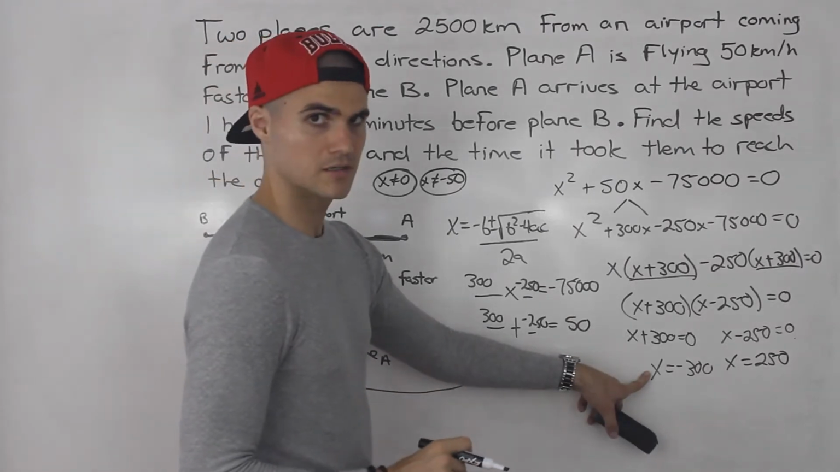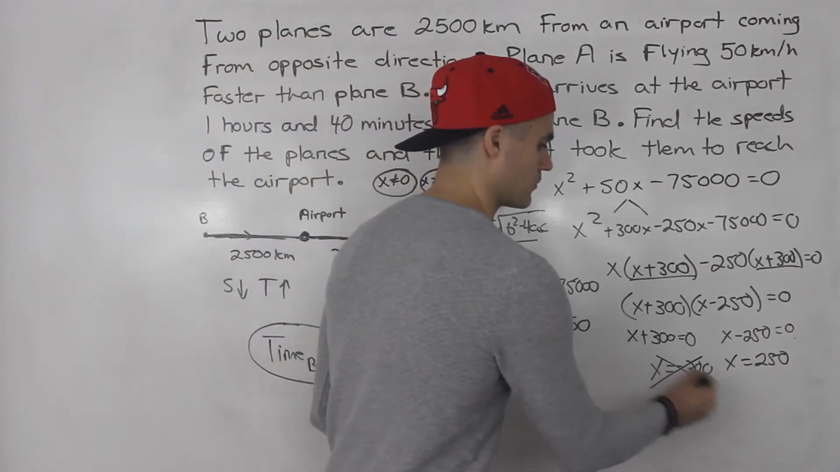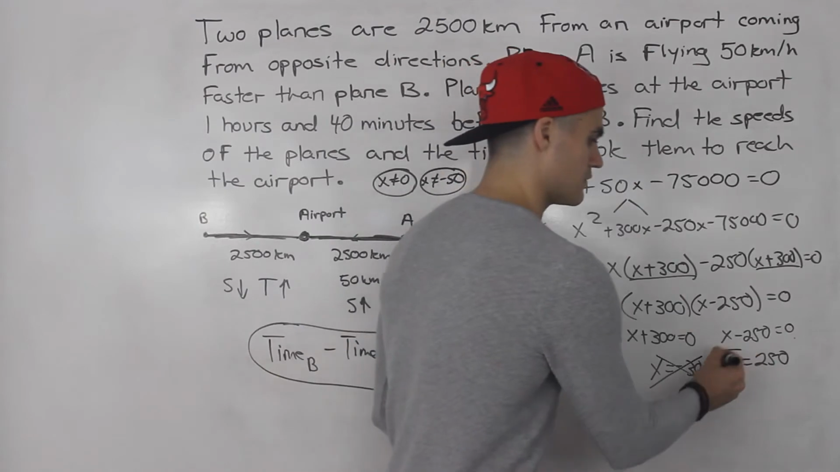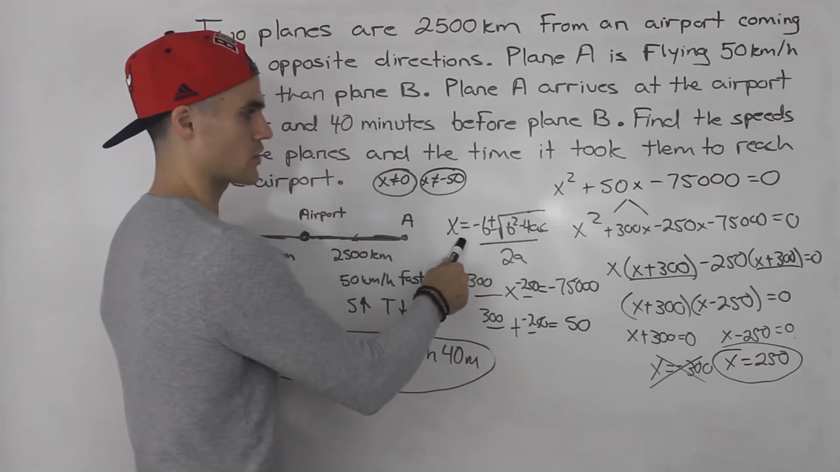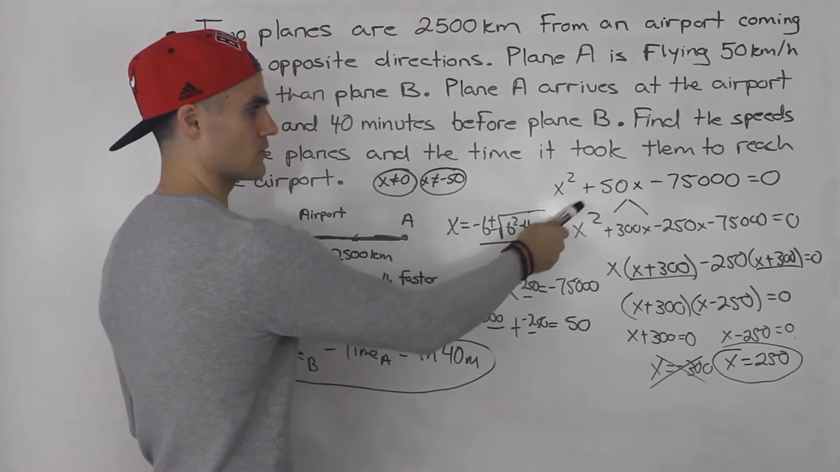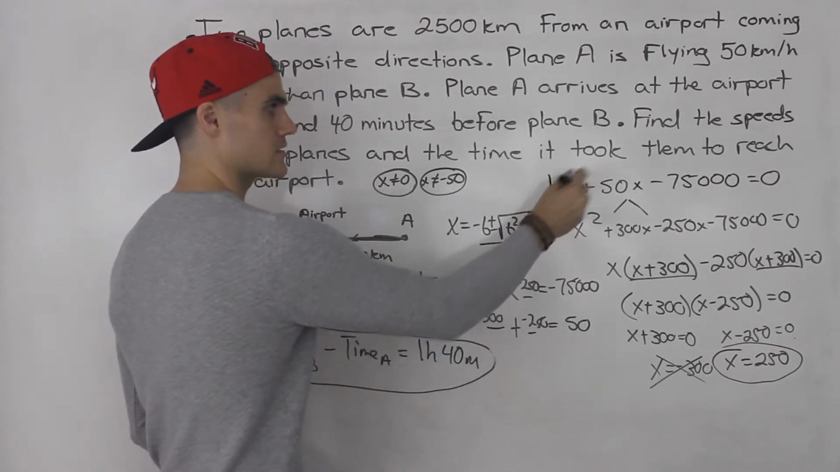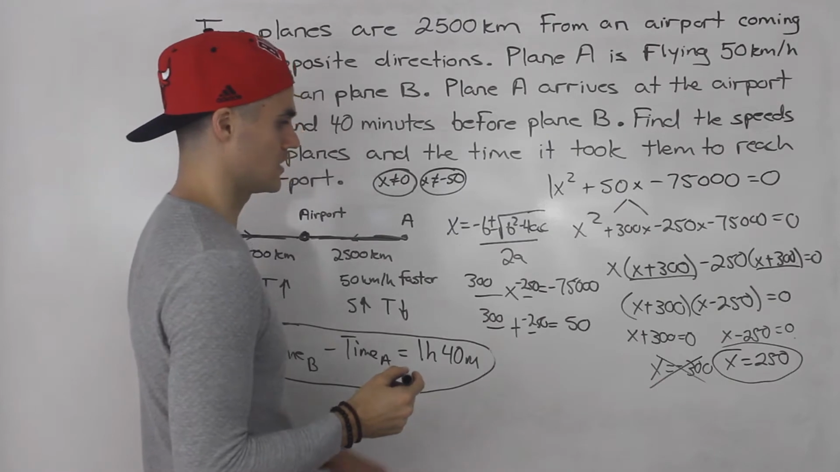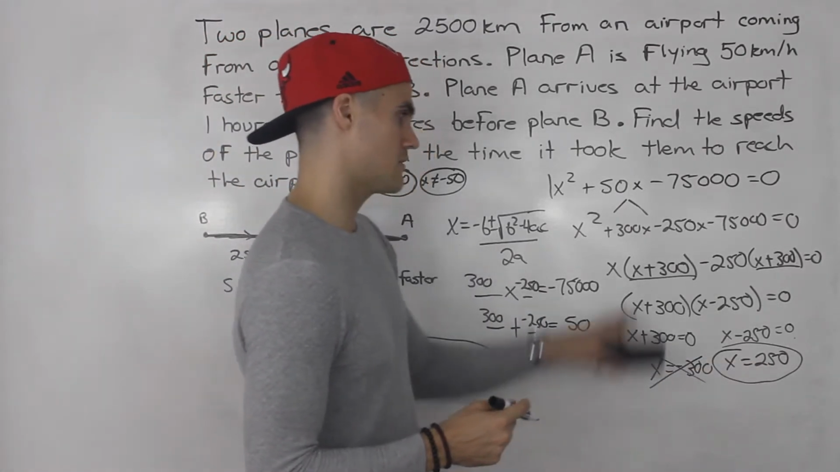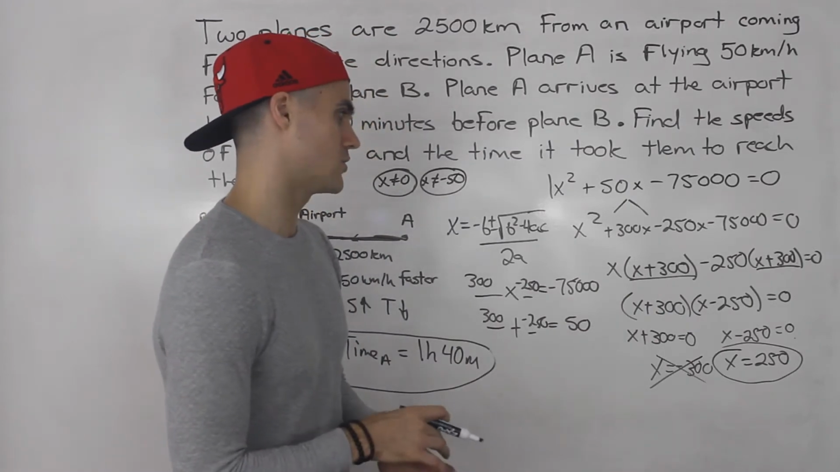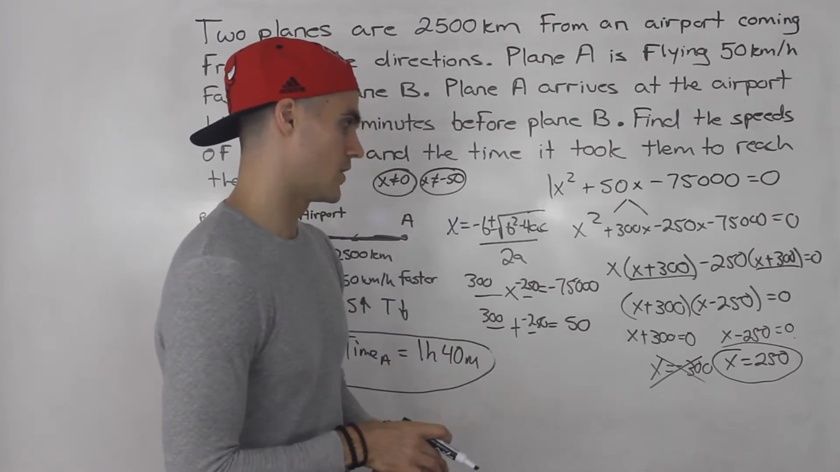Can we have a negative speed? No. So this negative 300 we would ignore. So the speed of plane B is 250. And if you did this quadratic formula at this step, so the B would be 50, the A would be 1, the C would be negative 75,000, you would end up with these two answers right away. But if you want to factor it, you can do that as well.